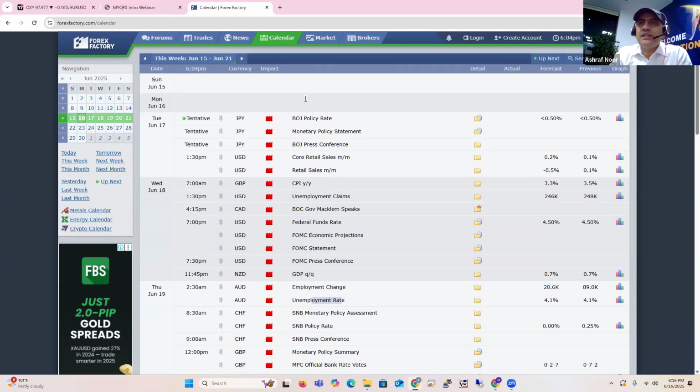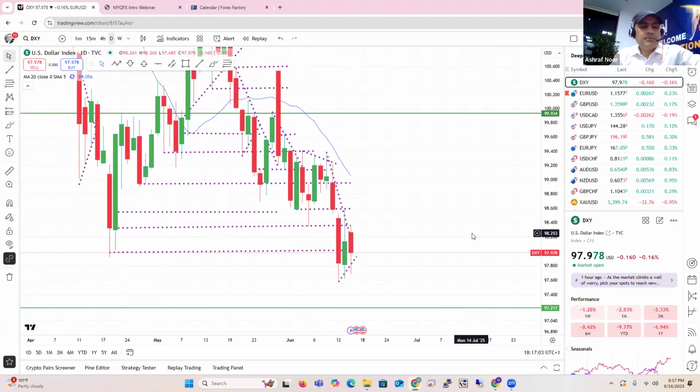So we're going to look at the technical analysis and see where the price is right now, and how these fundamentals, if the data is coming accordingly, positive or negative, are going to affect the price. Then we're going to look at the opportunity accordingly.